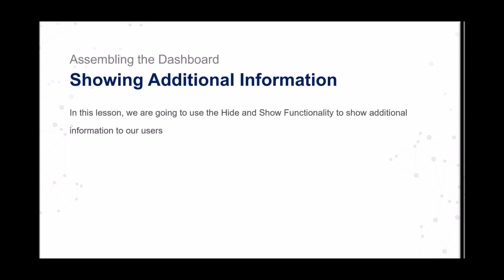Assembling the dashboard, showing additional information. In this lesson, we are going to use the hide and show functionality to show additional information to our end users. This presents in the form of a toggle, but if you've not used this before, this is pretty awesome functionality because it's not just text, it could also be parameters or other worksheets. There's a lot of possibilities here. So let's get into it.